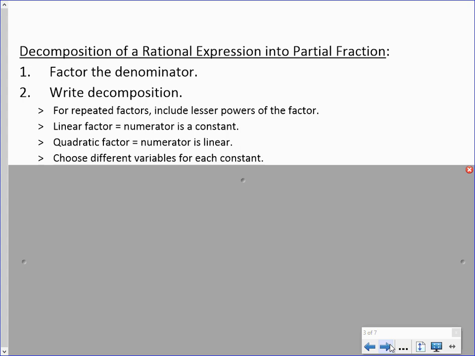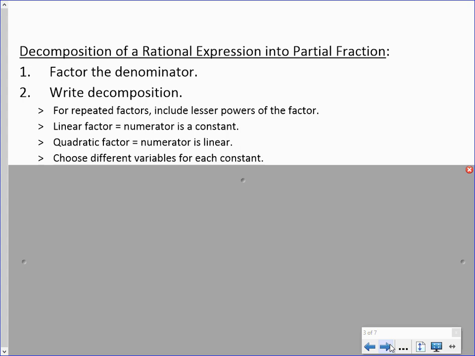Step 2, write the decomposition. Here's that first bullet point, just like that second example in the warm-up. For any repeated factors, those are factors that appear more than once, include the lesser powers of that factor. You're likely going to come across some that are squared, and so then you need to include the power of 1. Okay? If you have a linear factor, then your numerator will just be a constant.